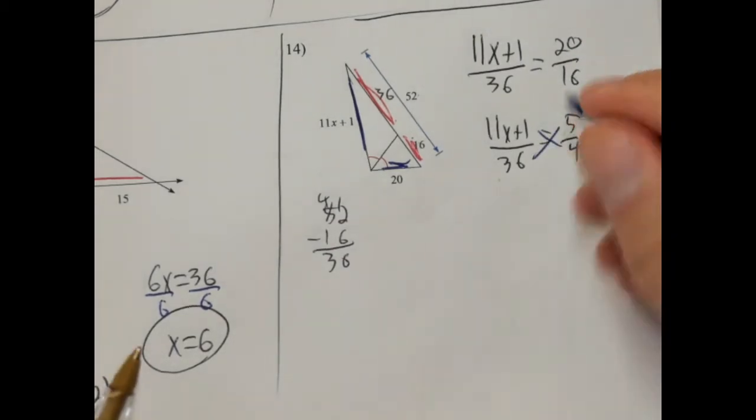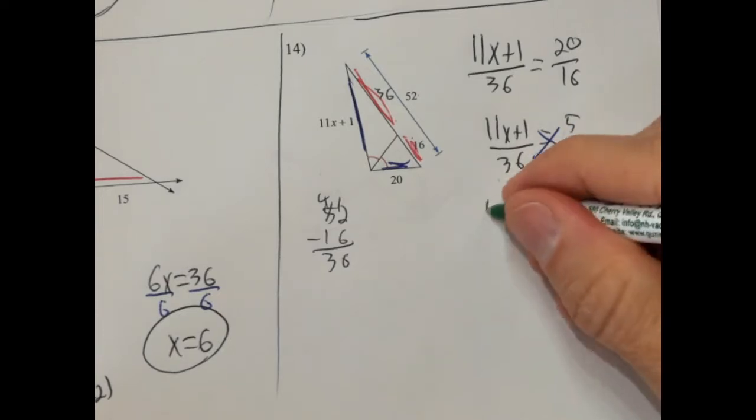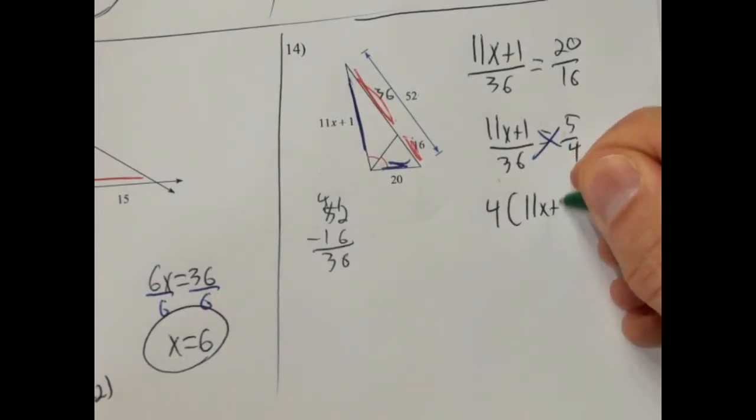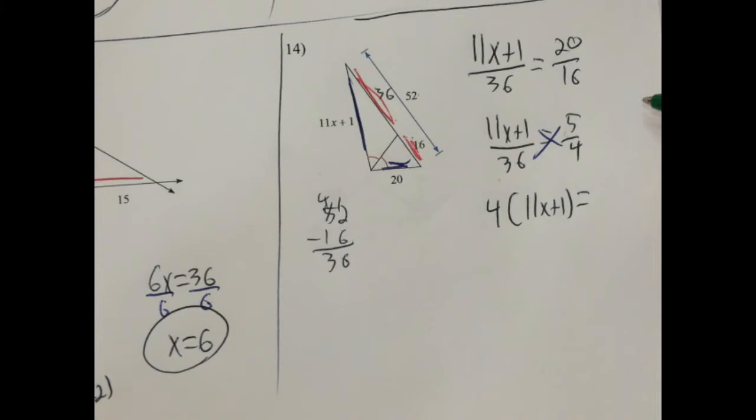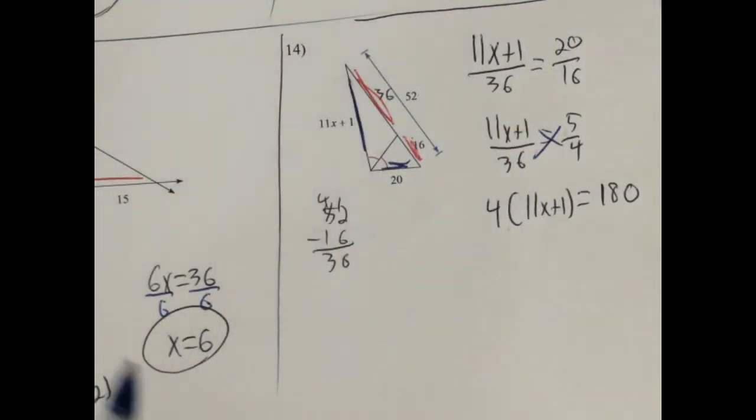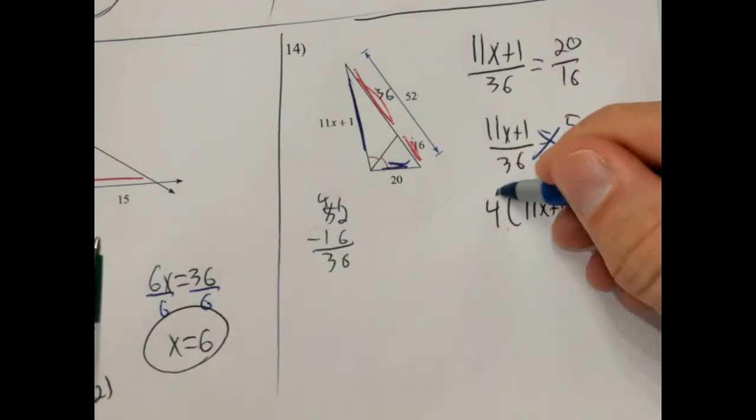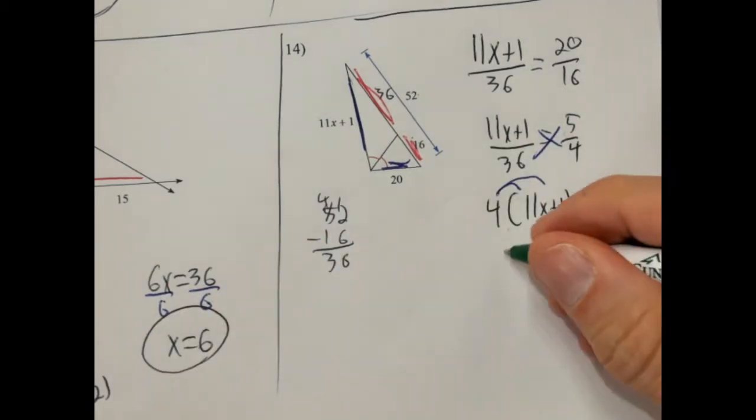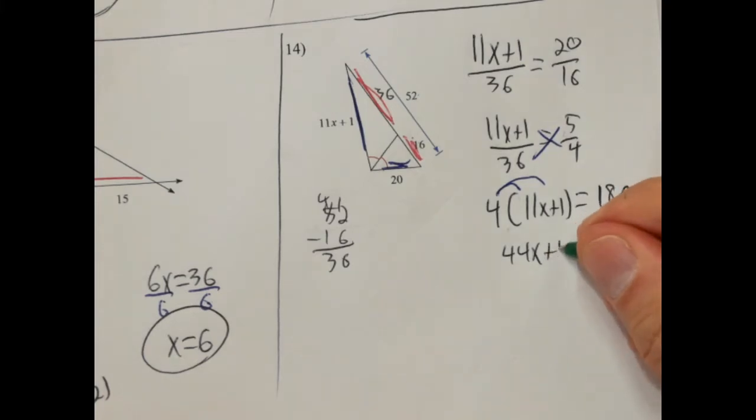We're going to cross multiply here. So 4 times 11x plus 1 equals 5 times 36, which I believe is going to be 180. Let's see, 5 times 6 is 30, carry the 3, 180. Double check that just to be safe. It doesn't hurt to be safe here. Yep, 180, okay. We're going to distribute the 4. 44x plus 4 equals 180.